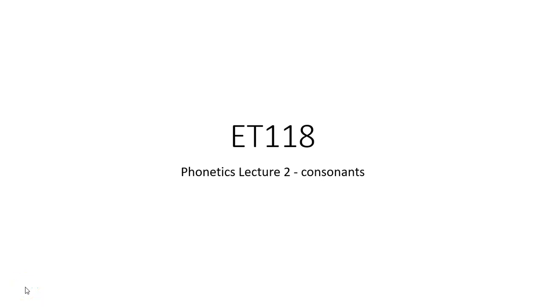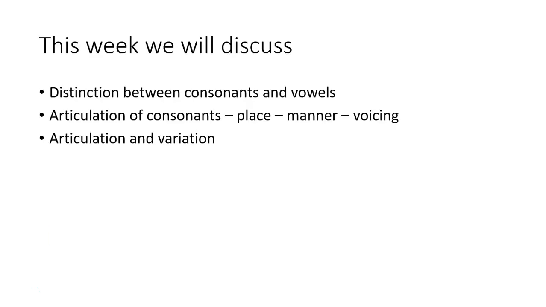This week we're going to be discussing consonants, so the classification of consonants. Specifically, we're going to discuss what the distinction is between consonants and vowels. And then we're going to discuss articulation of consonants, that is how they're made in the mouth. So the place where they're made, the manner, how they're made, and the question of voicing, so whether there is vibration of the vocal cords. We'll talk about articulation, and we'll also mention some variation.